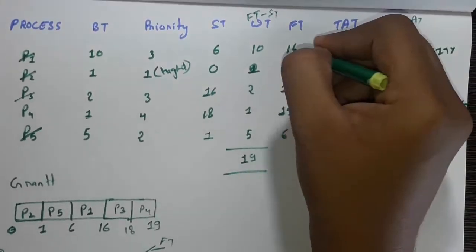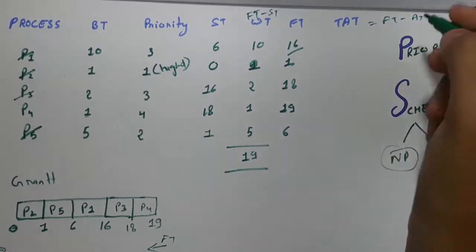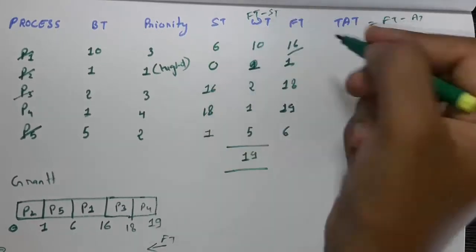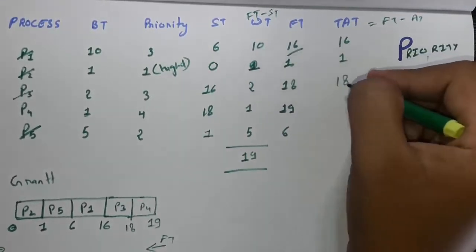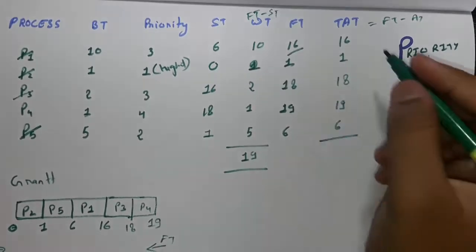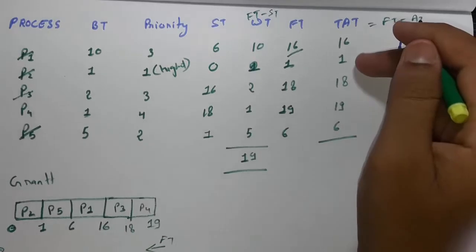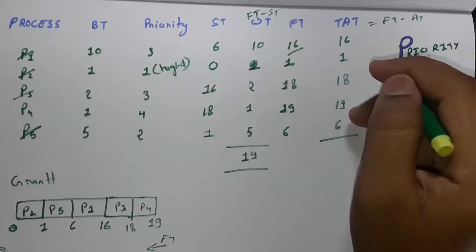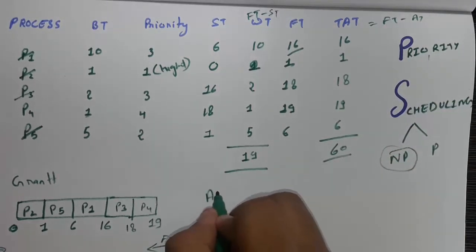The finish time is this, and the arrival time, we have no arrival time. As I said in the question, the arrival time is 0 by default. So 16 minus 0 will be 16, and then again the same thing. So the turnaround time will be the same as the finish time, and now we have to add all of these. 16 plus 1 will be 17, plus 18 will be 35, plus 19 will be 54, plus 6 will be 60.